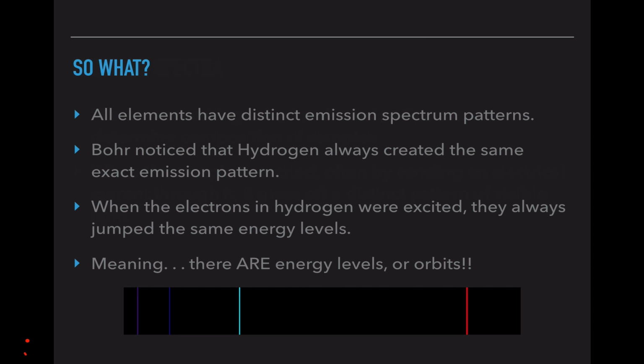All elements have a distinct emission spectrum. Bohr noticed that hydrogen always created the same exact pattern every time it was excited or electricity traveled through it. When the electron in hydrogen was excited, they always jumped to the same energy levels, meaning that there has to be energy levels or orbits present. So this emission spectra, this diagram at the bottom of the slide, this is hydrogen's example. And notice there's a purple, an indigo, a light blue, and a red line. Every time hydrogen becomes excited, this spectrum is always created.